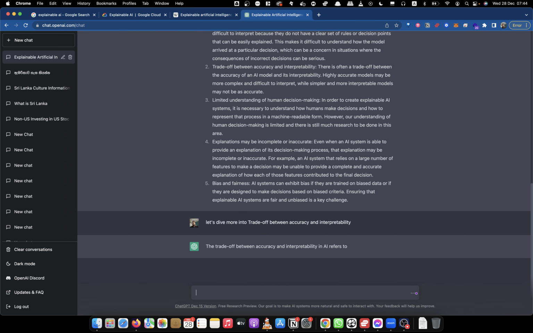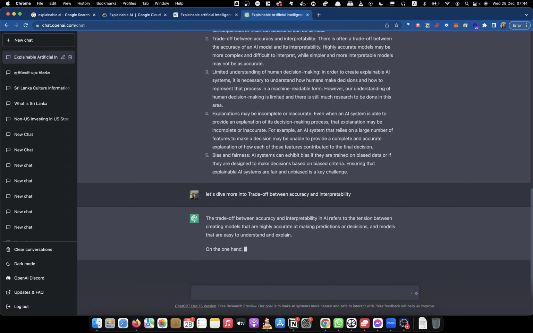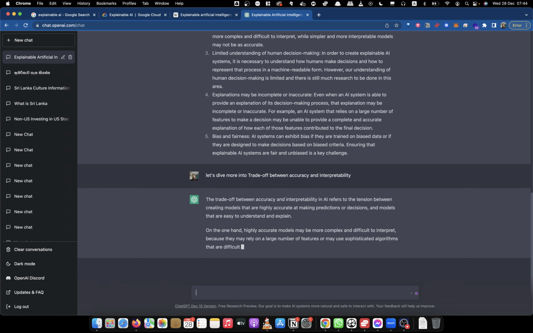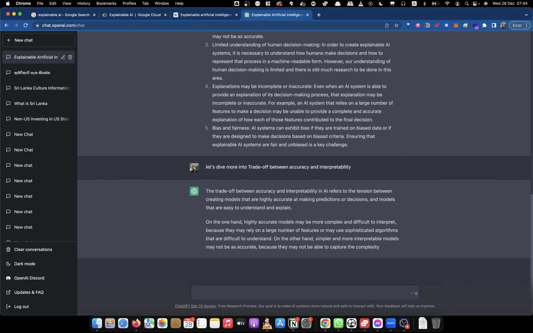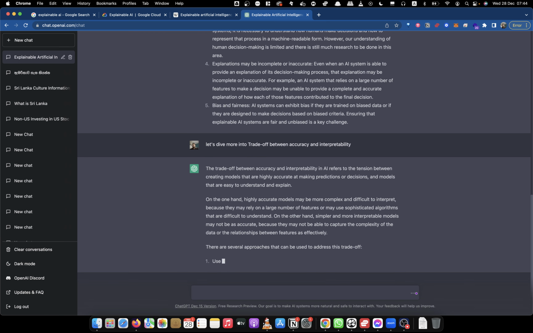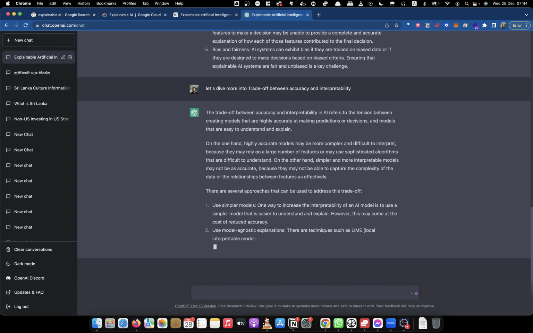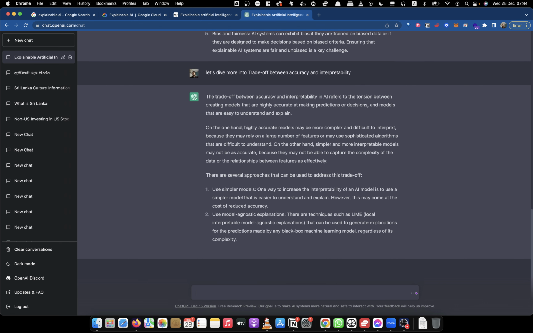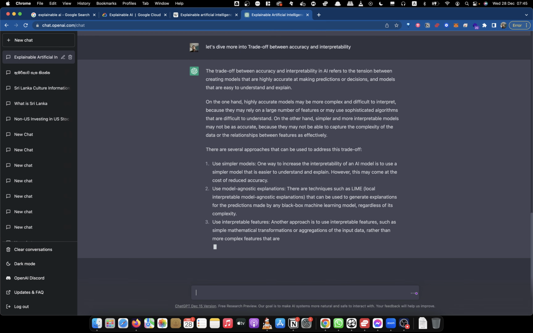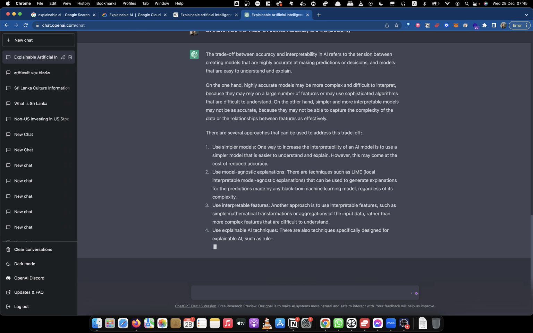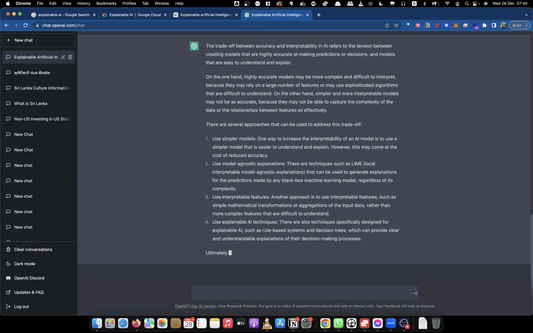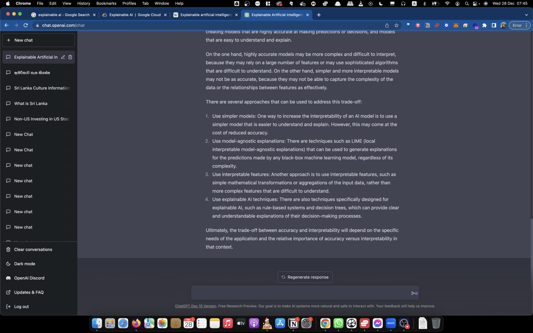Okay. So the trade-off is that simpler models are easy to understand and explain. On the other hand, highly accurate models, okay, it's the same thing that it's saying. It's the way I asked the question. Okay, so there are several approaches that can be used to address the trade-off. Use simpler models. One way to increase the interpretability of AI models is to use a simpler model that is easy to understand. Okay, model agnostic explanations. We discussed this model agnostic approach in LIME. They can be used to generate explanations and use interpretable features internally, and of course a few others.